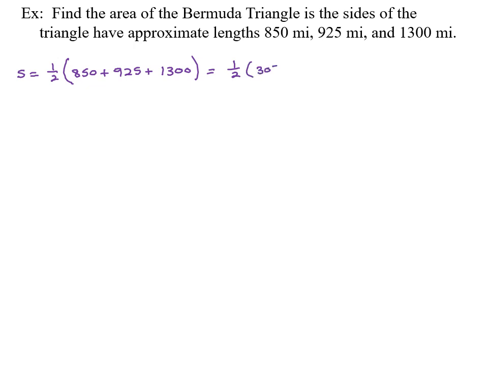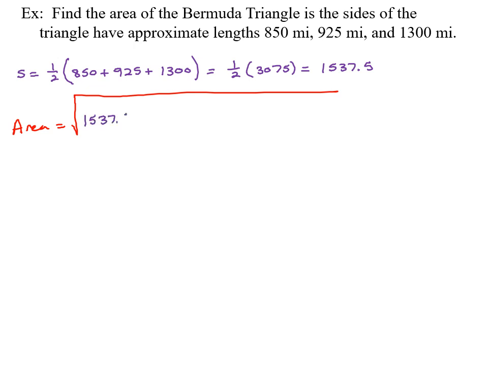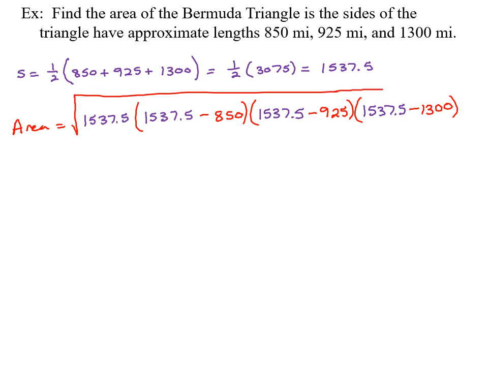So we're going to take half of 3075 to get 1537 and a half. Then my area would just be the square root of that number, the s, 1537.5, times, and then I just take each one of those and subtract each side from that s value. So 1537.5 minus 850, 1537.5 minus 925, and 1537.5 minus 1300. Type all of that in the calculator and see what we get.